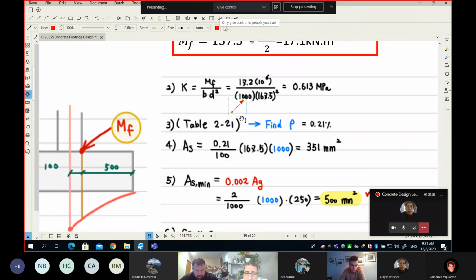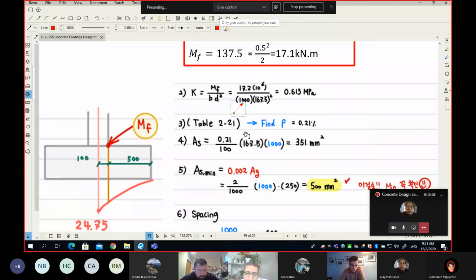Next you go to the table. Do you guys remember this table, or did you forget by now? Yes, we do. The table, Table 2-21, which you already have on the slide. I gave it to you as the whole table. On this table, you go to the column that has a 25, and you go with the K equal to 0.613, and you will find the reinforcement ratio in the table, which happens to be 0.21%.